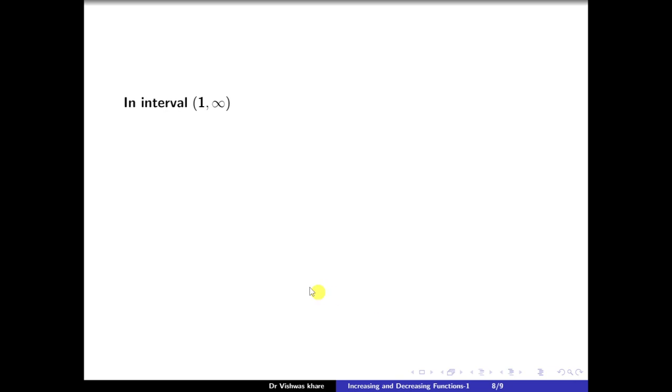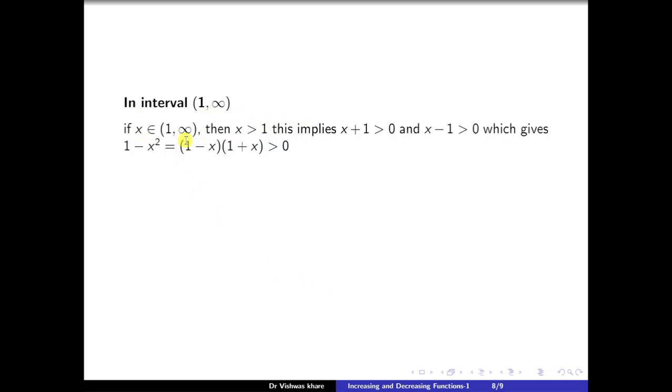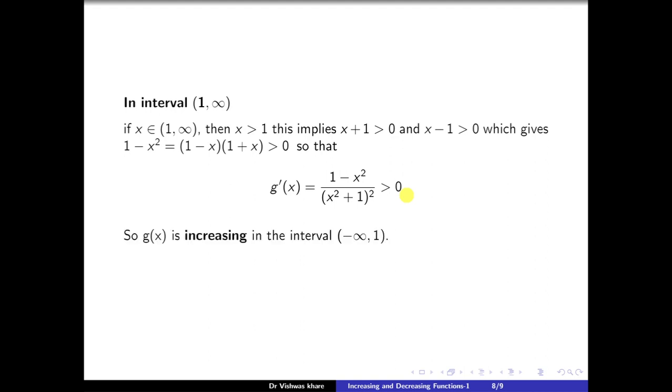Now finally, the interval 1 to infinity. If x belongs to the open interval 1 to infinity, then x is greater than 1. This implies x plus 1 is greater than 0 and x minus 1 is also greater than 0, which gives 1 minus x squared, which is the product of (1 minus x) into (1 plus x), is greater than 0, so that g dash x is greater than 0. So g(x) is increasing in this interval.